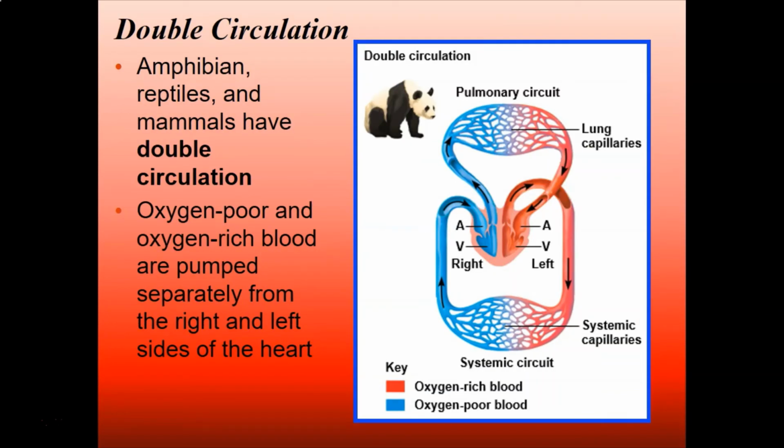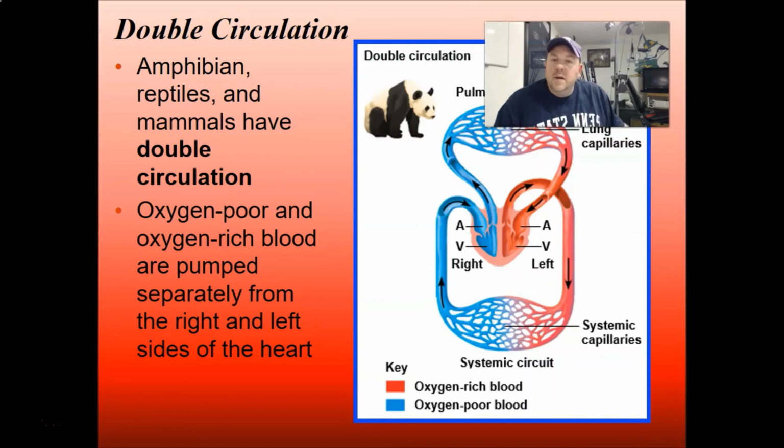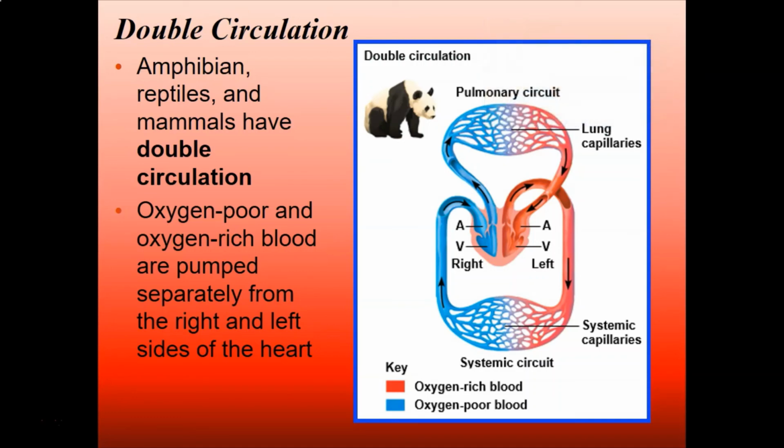In double circulation, like amphibians, reptiles, and us, oxygen-poor and oxygen-rich blood are pumped separately. As you can see here, we have a pulmonary circuit and a systemic circuit. So it's a pretty neat system, right? We go to our lungs to pick up the oxygen and give off the CO2, and then we go through the body to let loose the oxygen and pick up the CO2, and go back to the lungs to give up the CO2 and pick up the oxygen. So this double circuit is a really cool thing that we have.